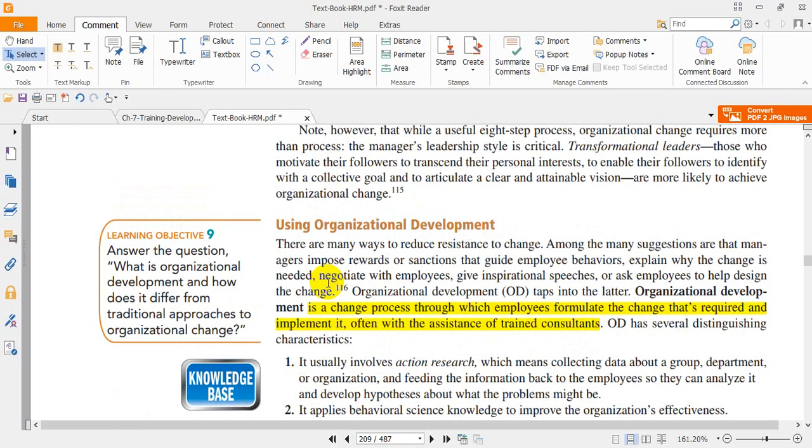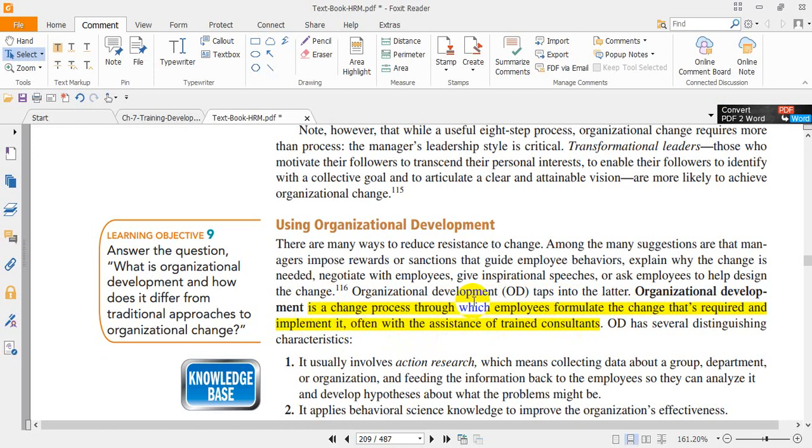Here, I need to explain that we can use Lewin's model for implementing the organizational change, or we can use organizational development. In organizational development, a change process through which employees formulate the change that's required and implement it, often with the assistance of trained consultants.